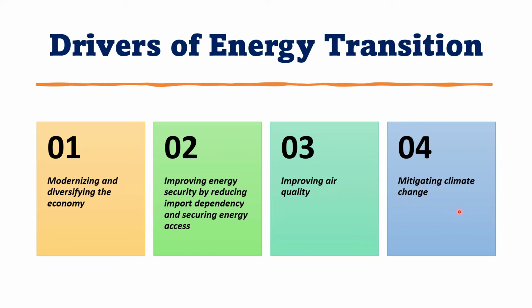The last one is mitigating climate change. If we have to reduce the impact of climate change, we have to shift towards renewable resources of energy, so that there is less emission of carbon dioxide and other greenhouse gases. So the proposed increase in temperature because of the increase in greenhouse gases can be reduced or mitigated.